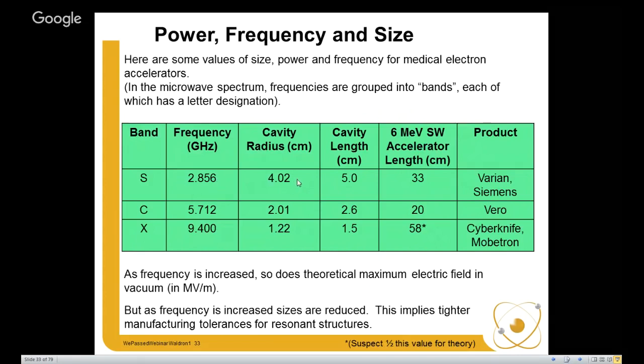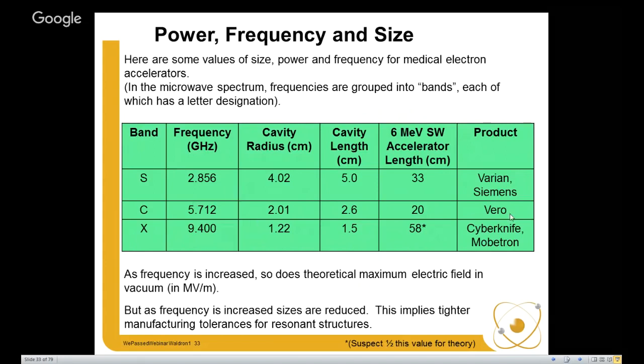For this range, the cavity radius is typically 4 centimeters. The cavity length is typically 5 centimeters. And if I want to get 6 MeV with a standing wave accelerator, the accelerator is going to be about 33 centimeters in length, or for this configuration, it's going to be 6.5 cavities.